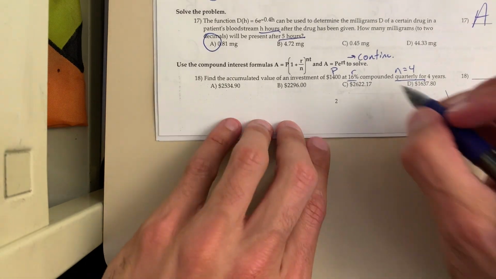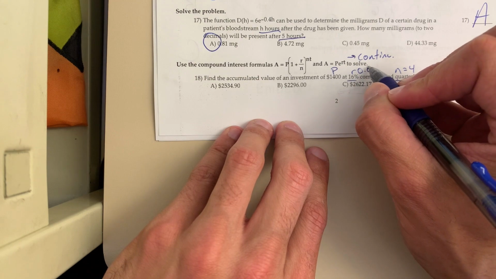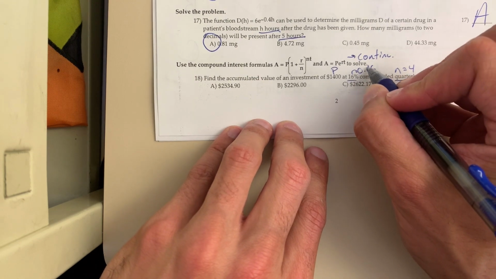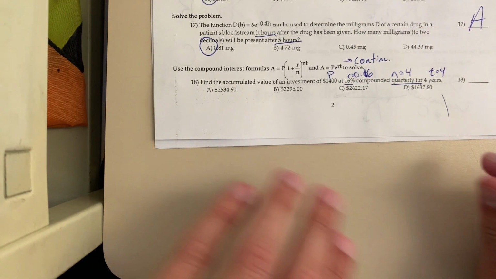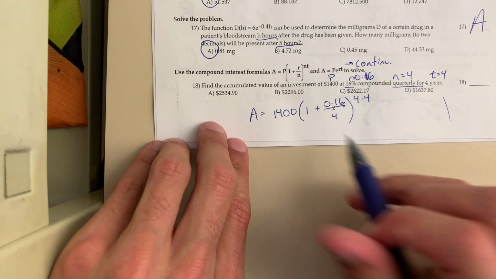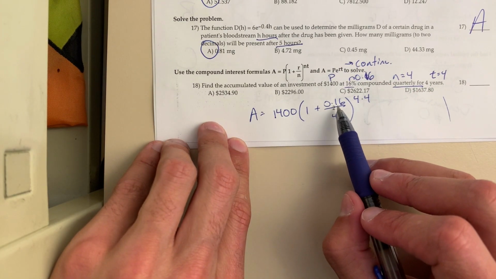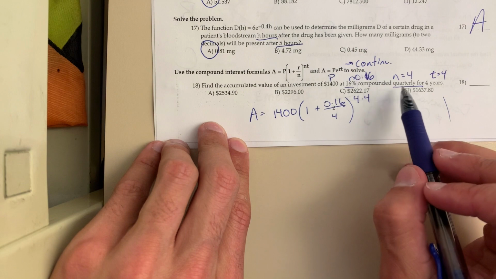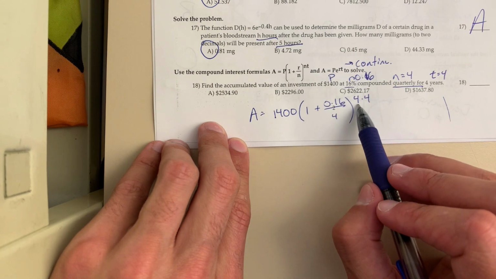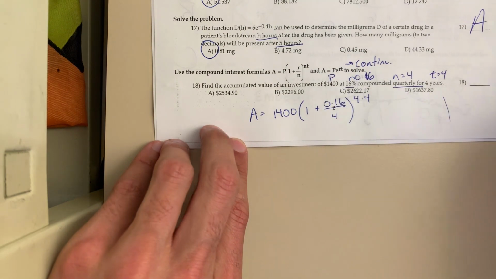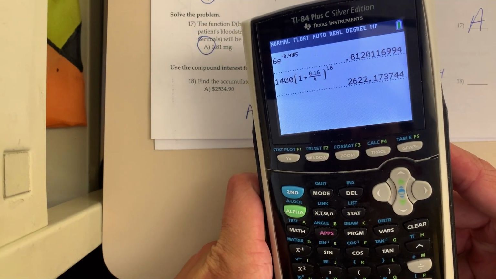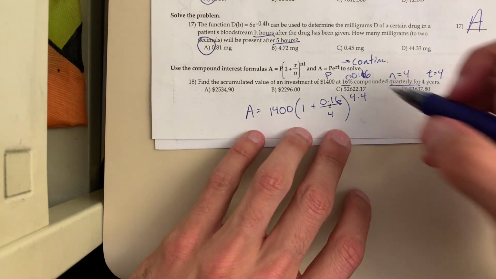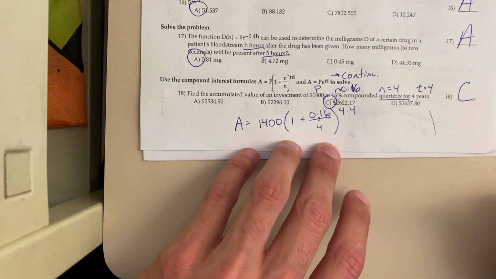Rate, just remembering putting rate as a decimal, so 16%, 0.16, sorry about that. And then t is time, so that'd be 4 years. So you just substitute all that in. So let me write this with all that in there. You can see p is 1400, rate is 0.16, and number of times compounded in a year is 4. And then that same number, 4 for n, and then t for time, 4 years. And then just no variables in there to solve for, right? So we can just straightforward plug that all in. We substitute all of it in, and we get about $2,622. So that would be answer option C.